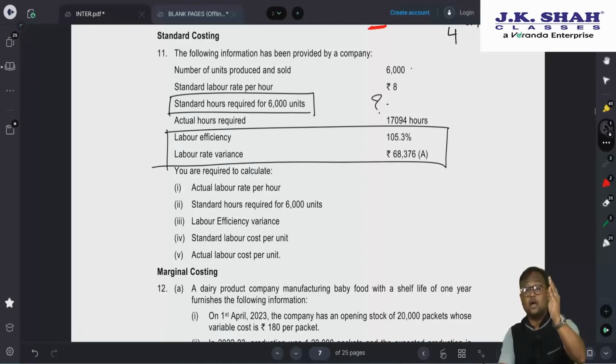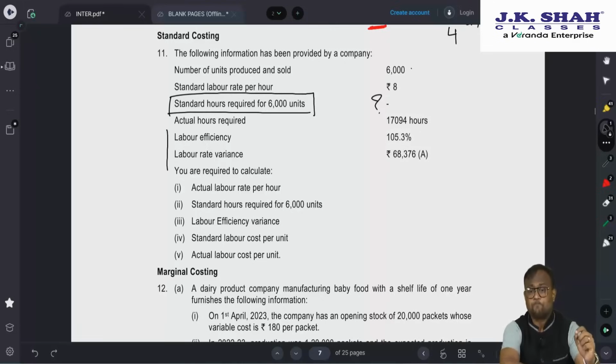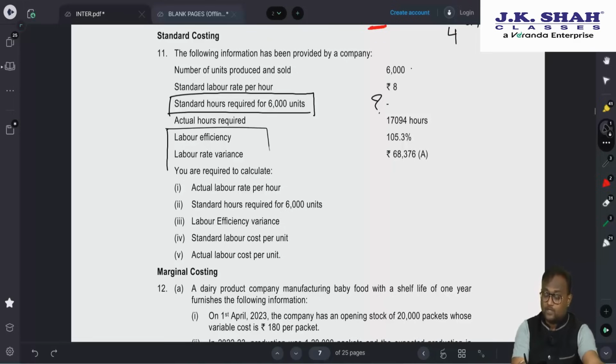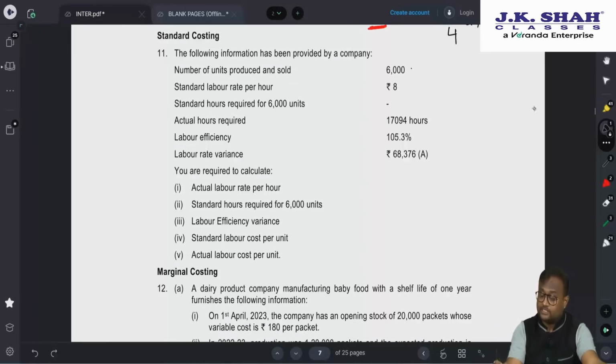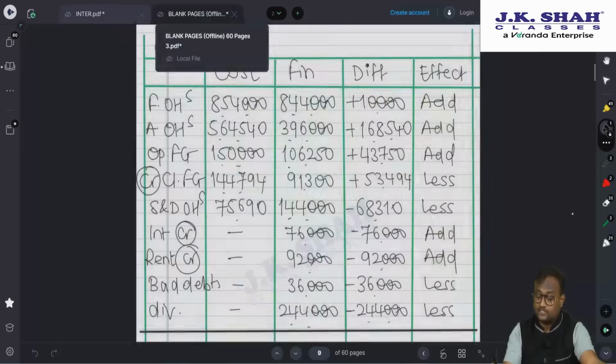That's the simple idea, the simple crux of handling any reverse question. Something which is normally not given is available, and that is why something which is normally given is missing. So, we will consider that as a base. I will first go for labor rate variance. Rate variance is 68,376.